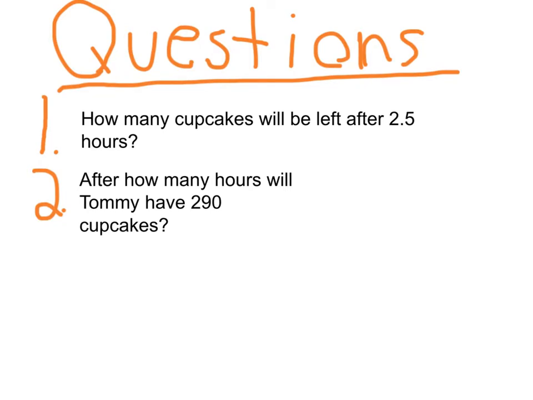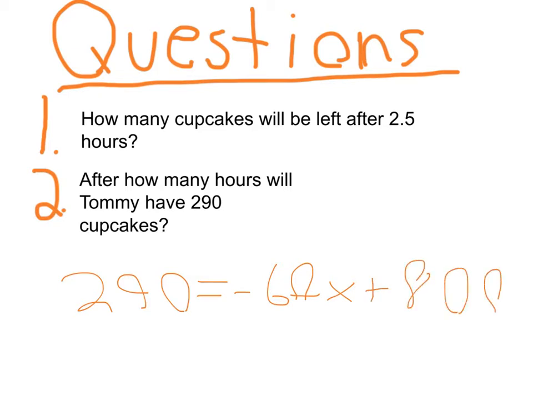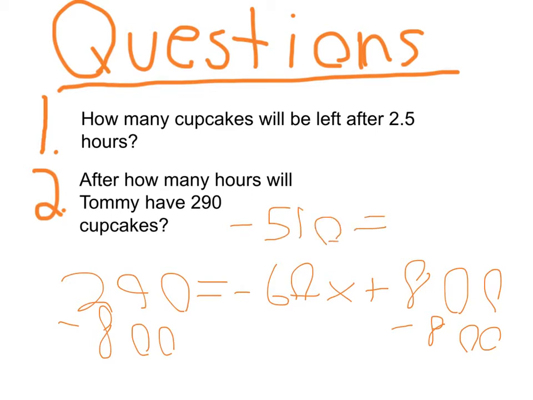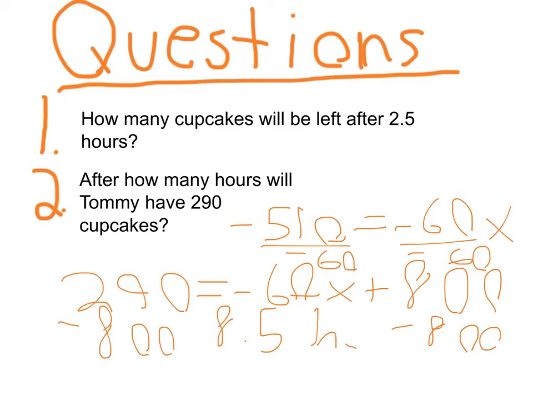Question 2. After how many hours will Tommy have 290 cupcakes? To do this, you just have to plug some numbers into the explicit equation. So 290 equals negative 60x plus 800, and so you subtract 800 from each side. 290 minus 800 is negative 510. So then you divide negative 510 by negative 60, and you get 8.5. So it would take 8.5 hours for Tommy to be left with 290 cupcakes.